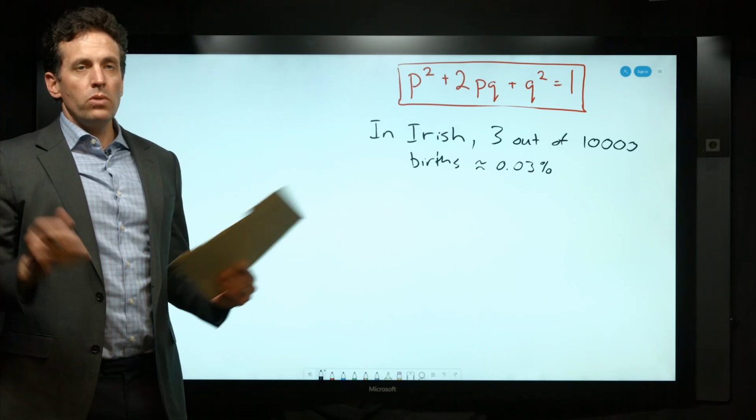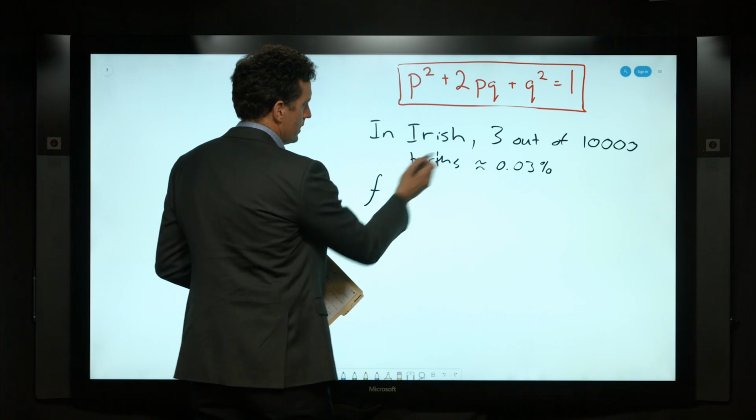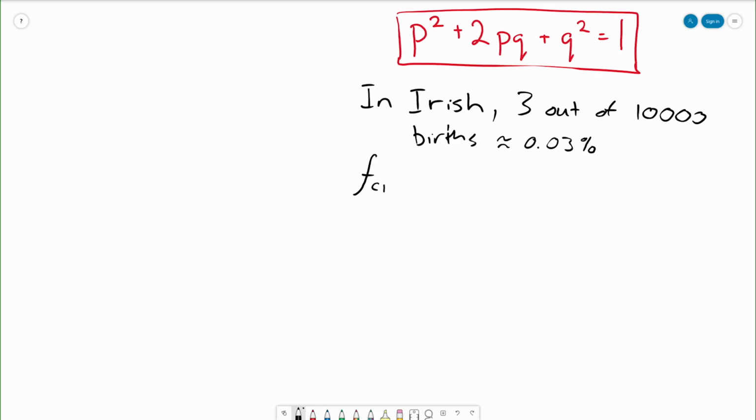We know the genotype for cystic fibrosis, so this information tells us what the frequency of the CFTR homozygous mutant genotype is in the Irish population: 0.0003. Of course, we have to divide by 100 to get here. So we've added two zeros, so that's correct.